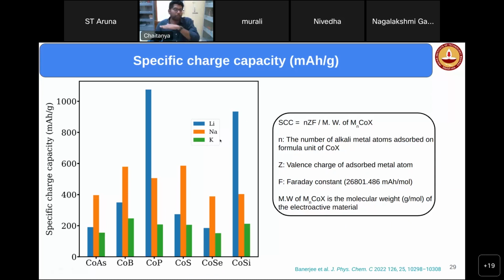So, and also for potassium, all of them are only one. So when the system has a high molecular weight... lithium is obviously lower in molecular weight than potassium. So you can see that lithium has a high specific capacity when compared to potassium.